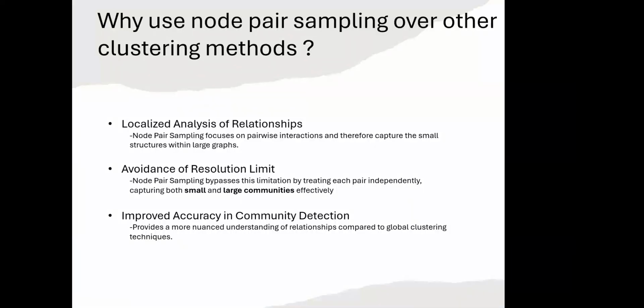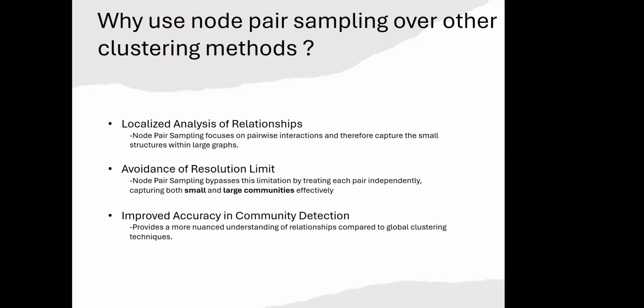Okay, so first we'll present the motivation behind using node pair sampling over other clustering methods. The main point is that this is a localized analysis of relationships. By that I mean that since we are using node pair sampling, a pair is a zoom. Since we are using pairs, we are able to see smaller resolution patterns in the graph, and therefore we can see both high resolution and low resolution, which is the second point.